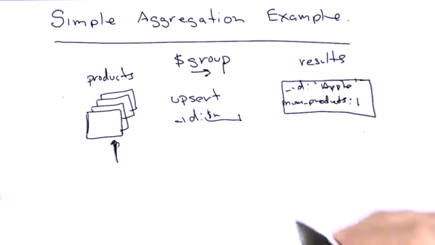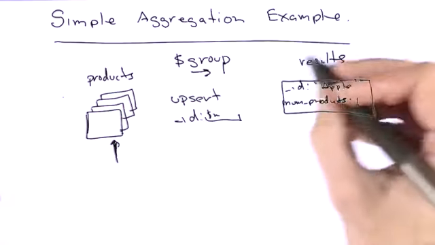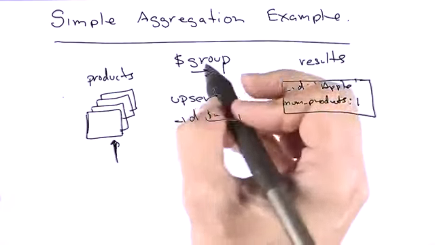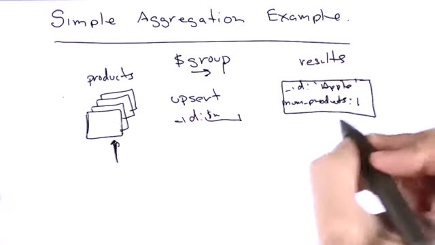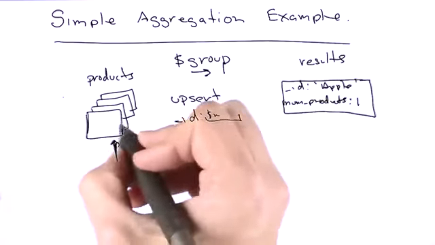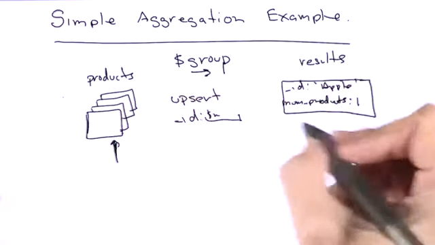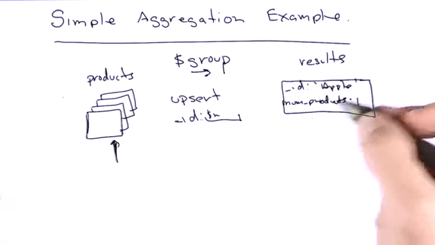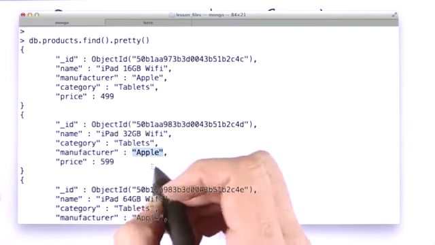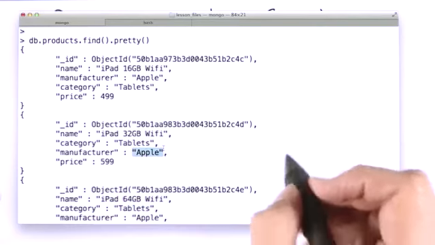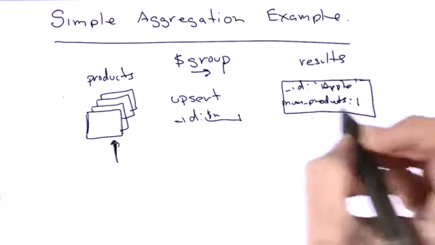So again, as it's running through these products, it's creating a new collection of the results. The group phase doesn't run the documents from one end to the other. It actually processes each one, grouping it, and then creating a new set of aggregated documents. Let's look at the second document. The second document has a manufacturer of Apple, and again, it's almost like an upsert.